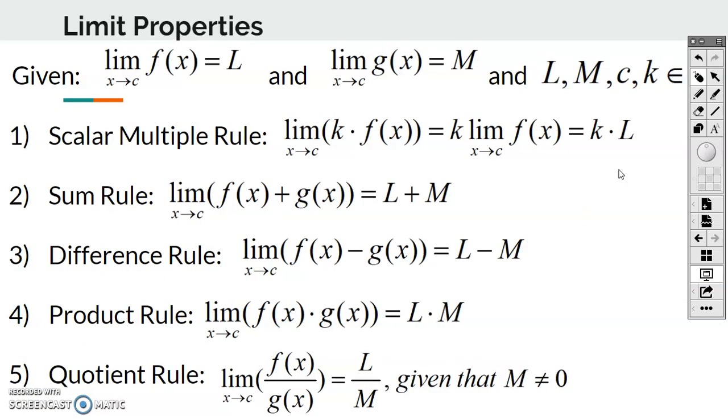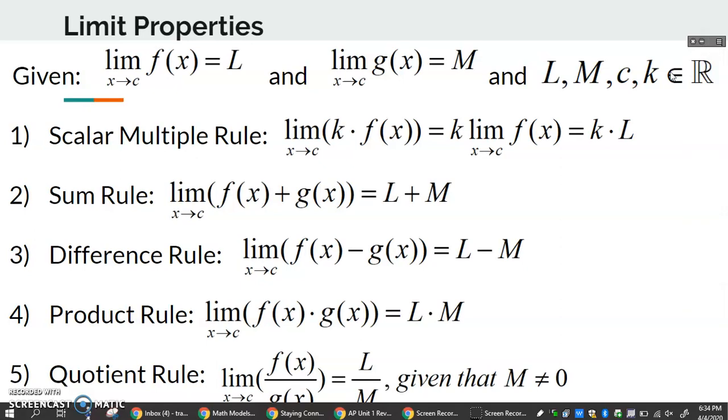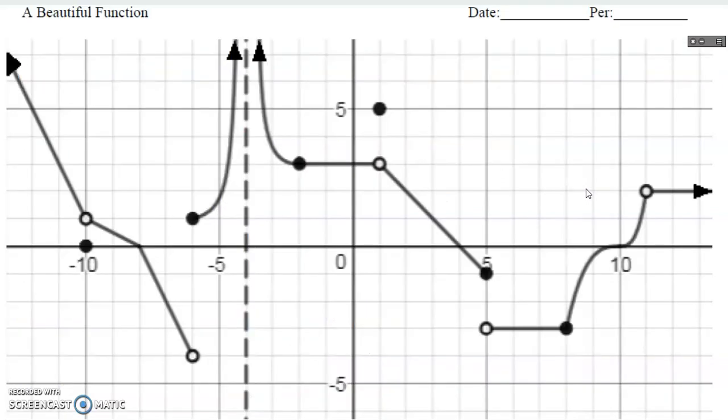The limit properties basically just say that you can add, subtract, multiply, and divide limits as long as each of those limits are real numbers and the value that you're approaching is a real number, and if you have a scalar, that's a real number as well. I put this function up so that you guys could think back to the difference between a function value and the limit value. If you have questions on any part of this graph, email myself or Mr. Jansen.